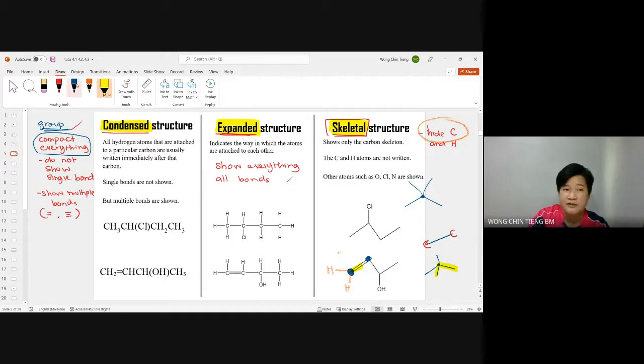Okay? And of course, if you ask me, kalau teacher saya tak nak lukis macam ni, saya nak lukis macam ni, boleh ke? Boleh, tak salah pun. Tapi nampak tak bijak lah. Tu je. Okay? Tak salah pun. Still adalah carbon, still adalah carbon, still adalah carbon. Tapi nampak punyalah tak bijak.